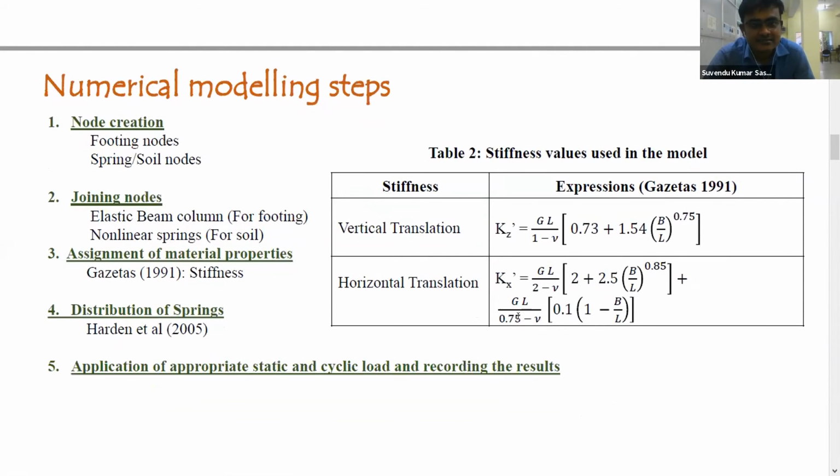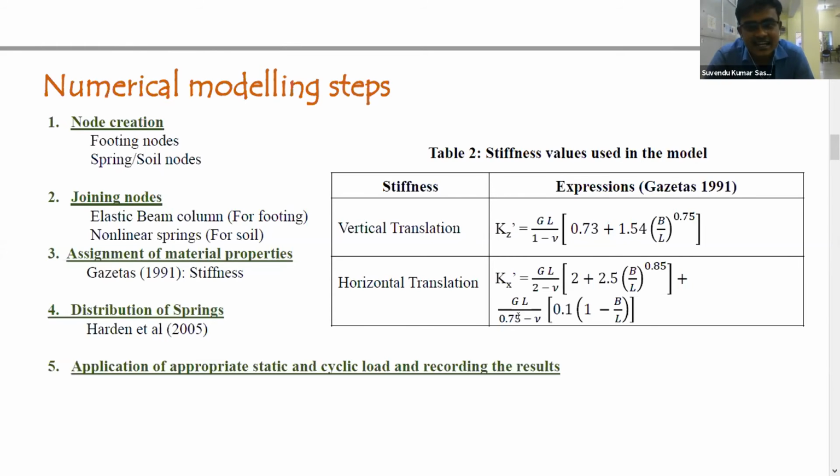While modeling the shallow foundation, the following steps are followed. First, footing and soil nodes are created. Then footing nodes are joined using elastic beam column elements which are one-dimensional, and non-linear springs are used to connect footing node and soil node. The stiffness of the springs are calculated using the well-known expressions of Gazetas, and the distribution of springs has been done using the procedure mentioned in Harden et al. It is noteworthy that the bearing capacity of the springs is calculated using Meyerhof 1963.